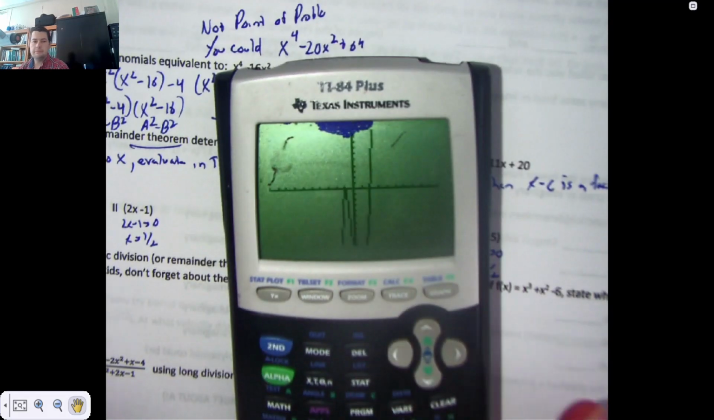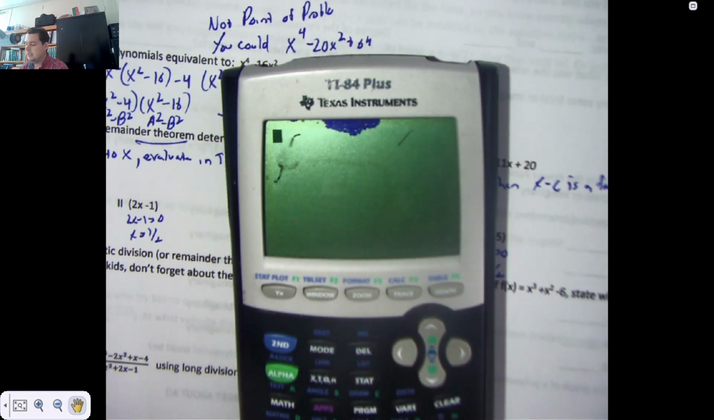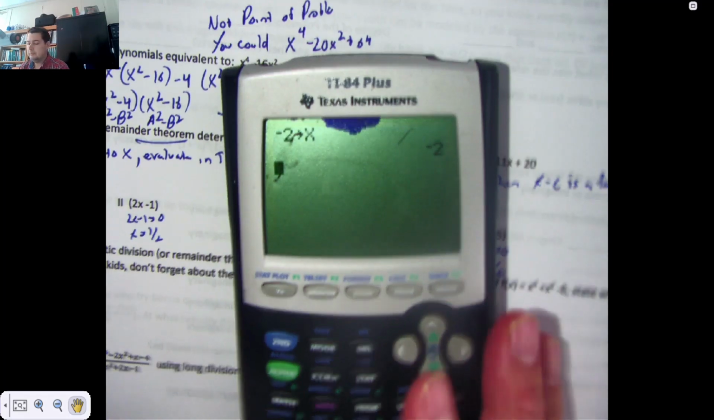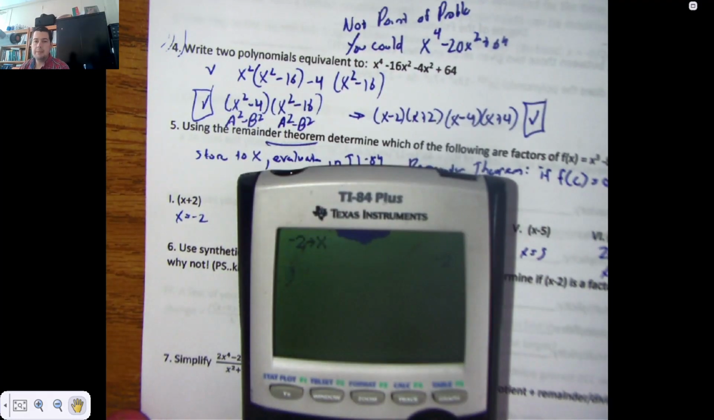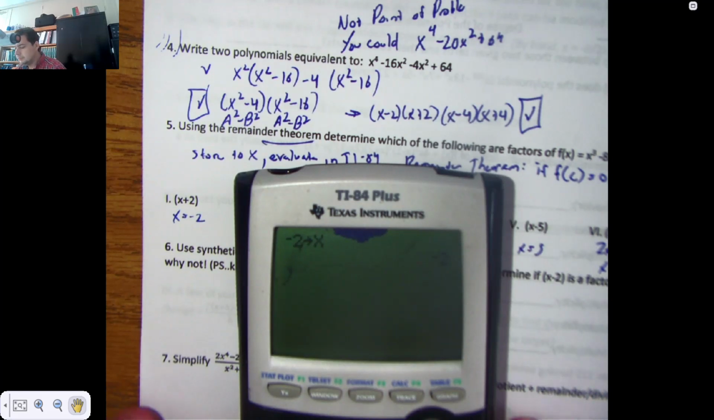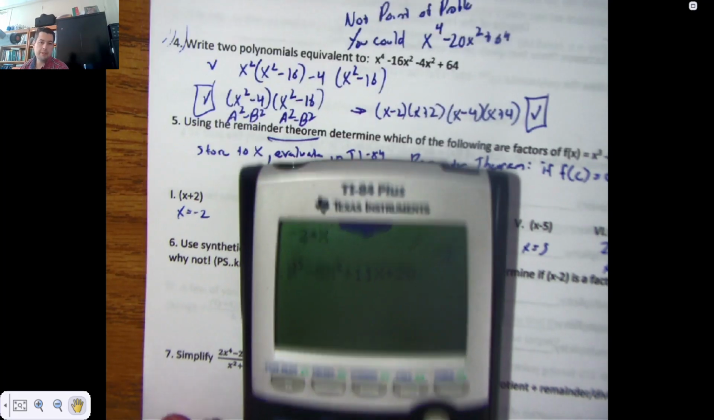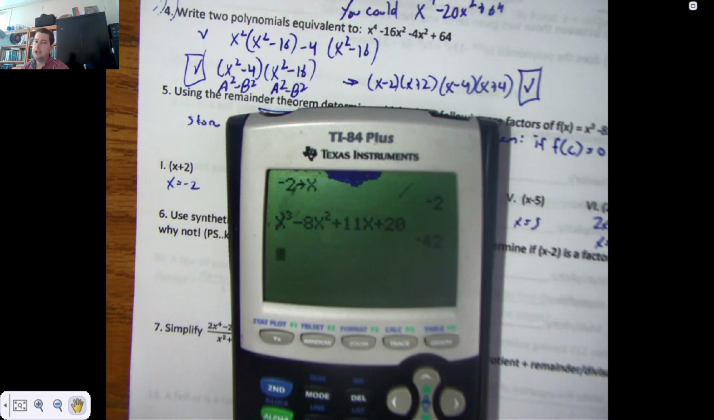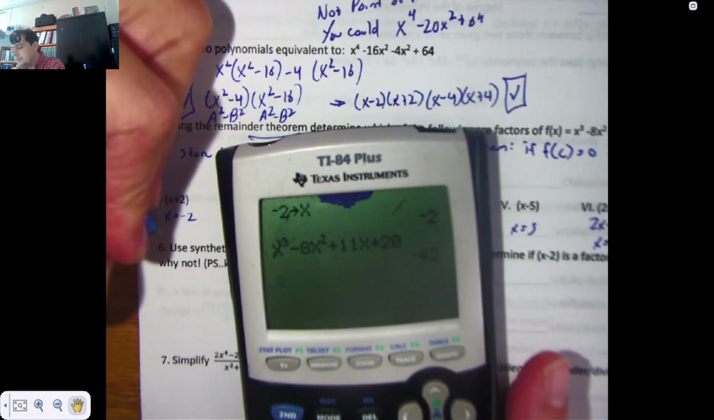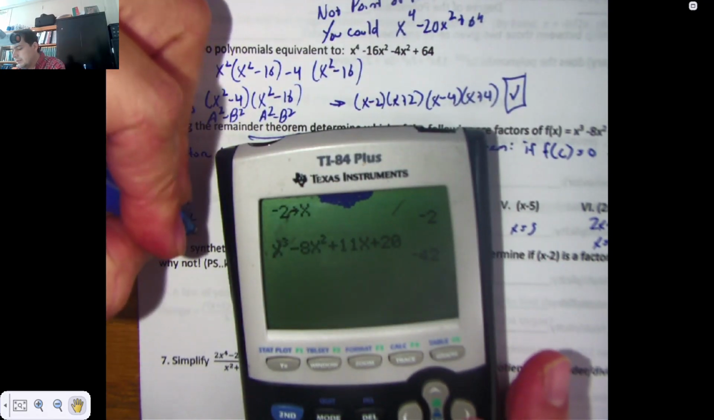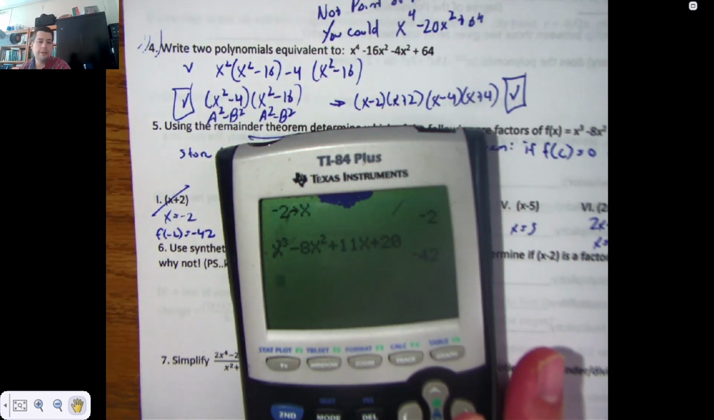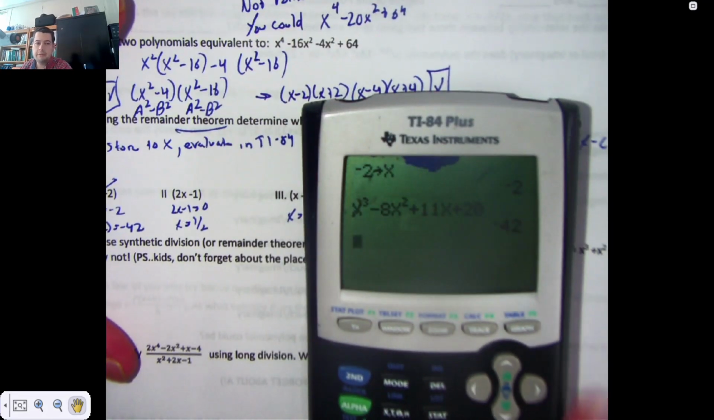So anyways, first thing I'm going to do is take a negative 2 and store it to x, because that's the first one. I'm going to type in the polynomial, which was x to the third minus 8x to the second plus 11x plus 20, and I'm going to press the old enter key. No. Turns out f of negative 2 is negative 42, not a factor. And I'm going to move on with my life.